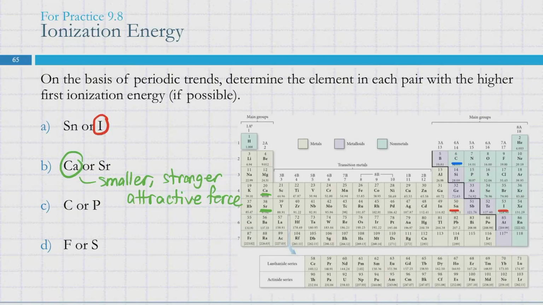And then carbon or phosphorus. For carbon or phosphorus, it's hard to tell. We have competing trends. On the one hand, carbon is smaller, and so it's going to be harder to remove an electron in that way. But phosphorus is further to the right. It's closer to getting that electron configuration that it so wants. And so in that way, it's harder to remove from phosphorus. So this one's probably a toss-up. I would guess that it's carbon.